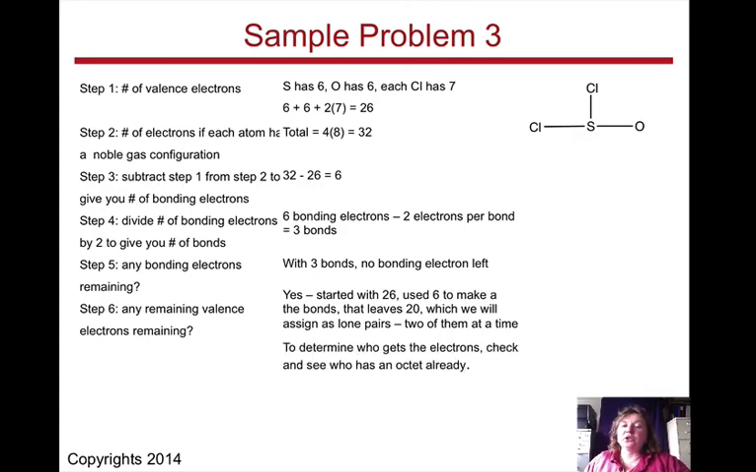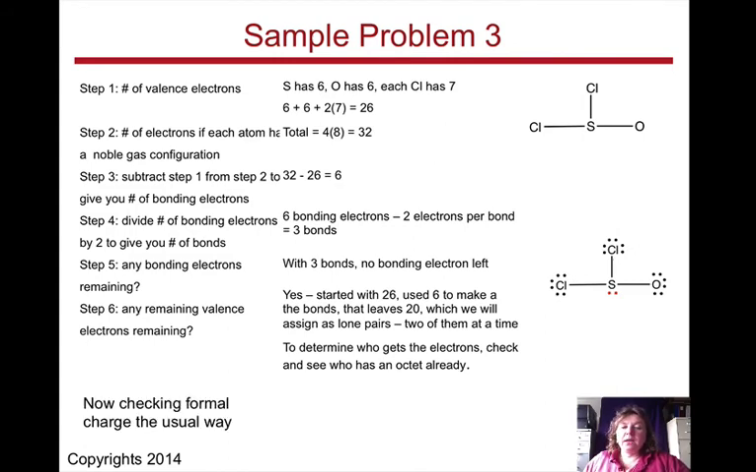To determine who gets the electrons, check and see who has an octet first. So if we take a look, our first candidate for gaining the octet is chlorine. 3 lone pairs around each of the chlorine. So we've got 2, 4, 6, 8, 10, 12. We've used up 12 of our 20. And then we can say, all right, oxygen can also take another 6. And then we've got an extra 2 remaining, and that can go on sulfur. Now we can check the formal charge the usual way, and we determine that sulfur has a +1 formal charge and oxygen has a -1.